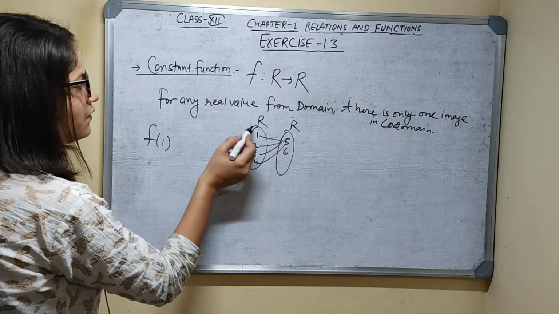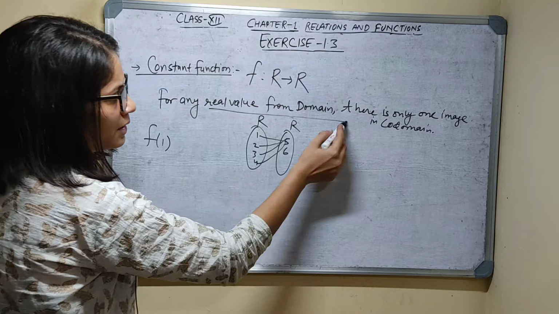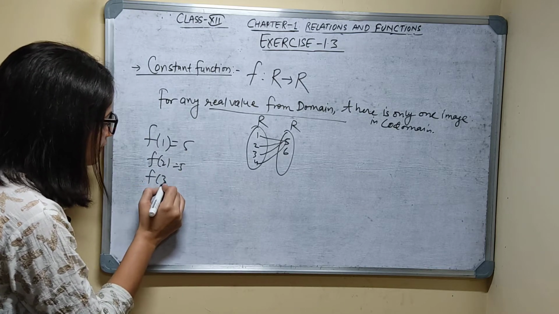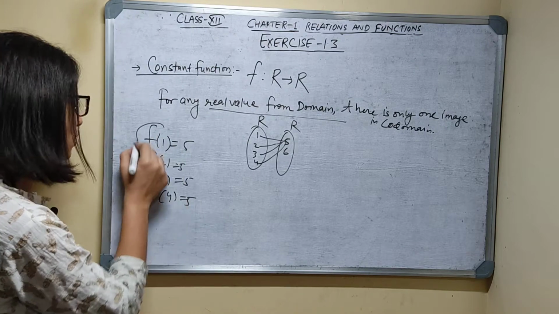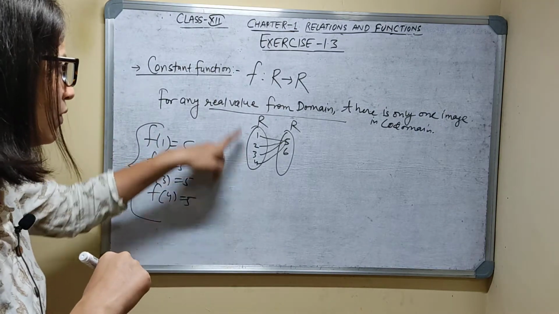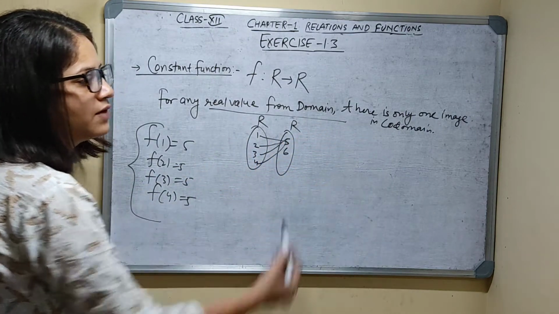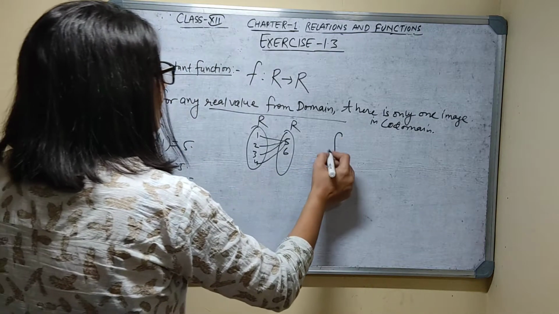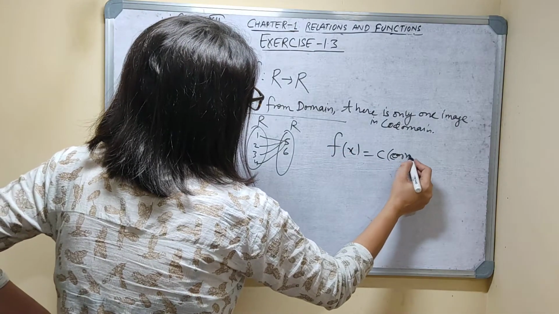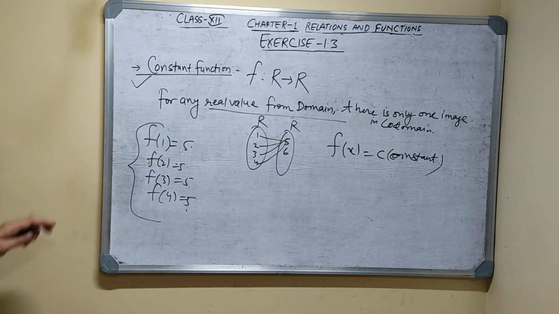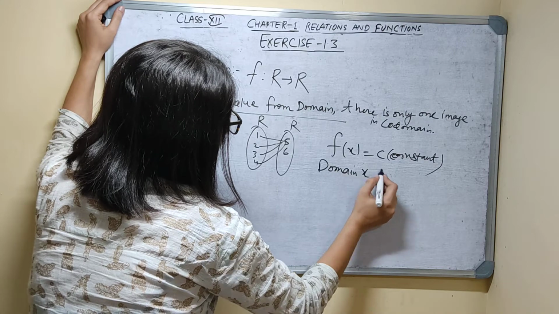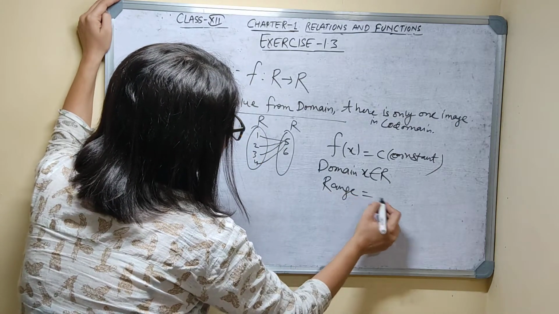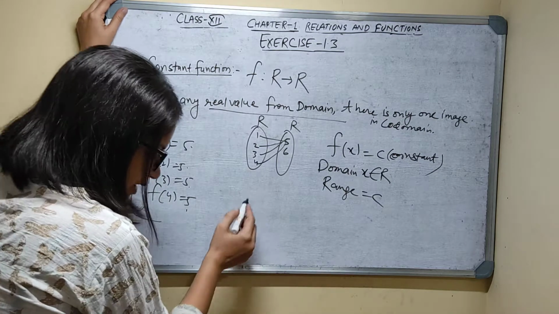So here different real values 1, 2, 3, 4 from domain have only one image in codomain, that is 5. So f of 1 is 5, f of 2 is 5, f of 3 is 5, f of 4 is equal to 5. So if you put any real value x from domain, there is only one image in codomain. So I can say this is a constant function. Or I can say f of x is equal to c, constant, where domain x belongs to R, and range is equal to c.